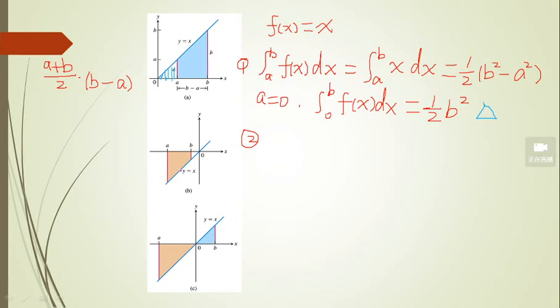How about the second one? Since this region is below the x-axis, actually the value will be negative, right? This time it will be negative. The formula is again the same. It's still from a to b to find the area. What is my function? It's again x dx, right?